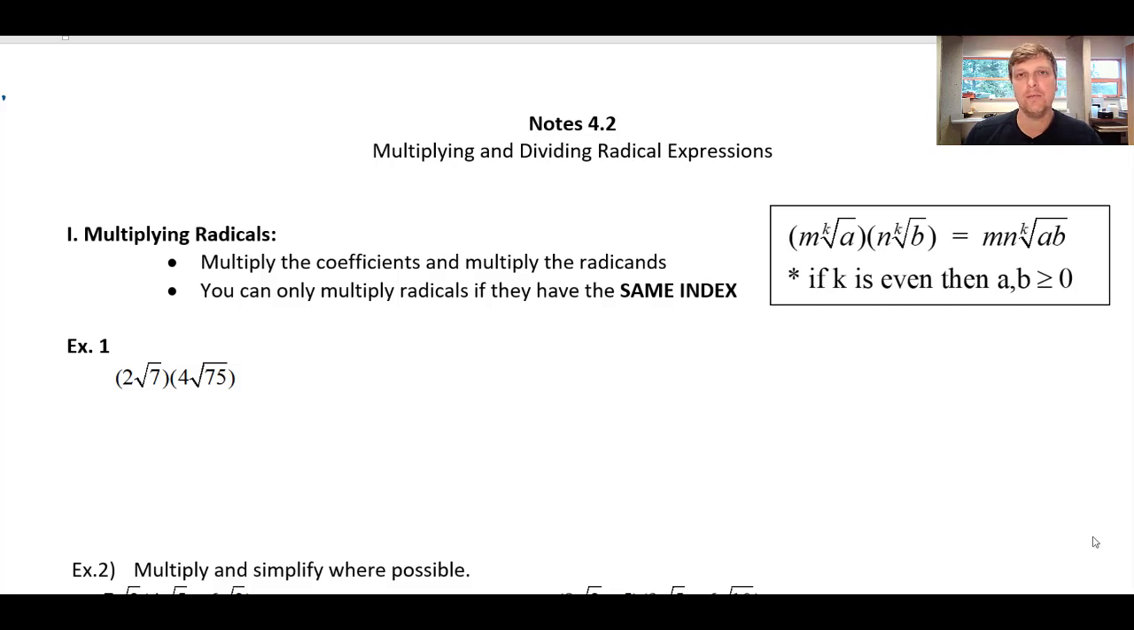The main thing we need to make sure of when we're multiplying radicals is that they have the same index. And so long as they have the same index, then we can multiply their coefficients together and then multiply their radicands. In a general form, we can multiply the coefficients on the outside and then multiply the radicands on the inside of the radical, so long as the index is the same.